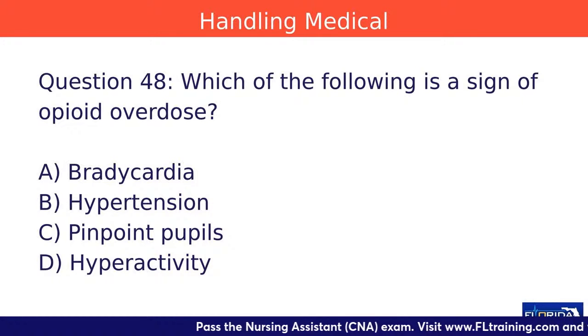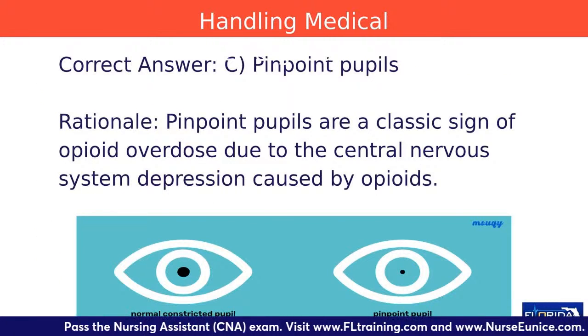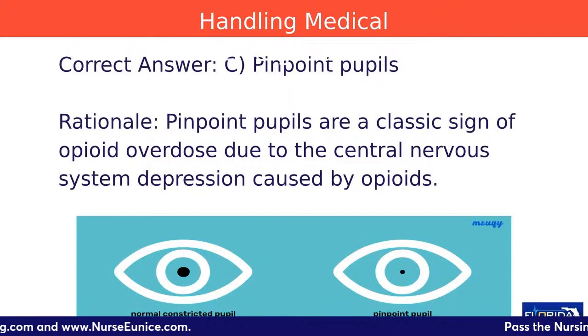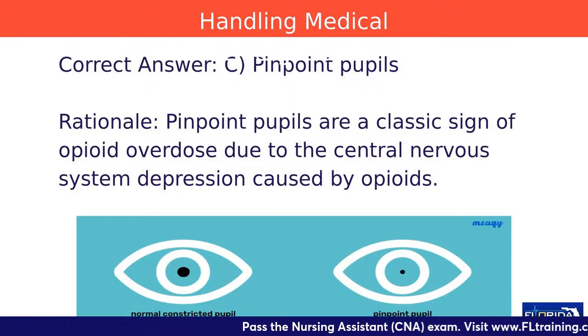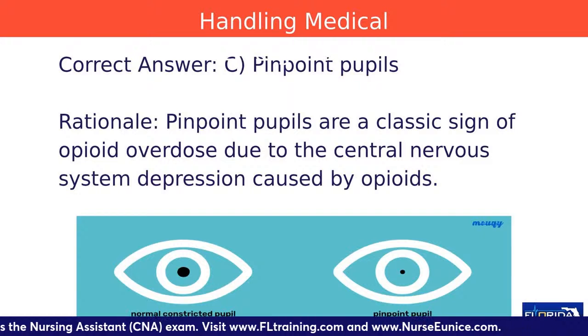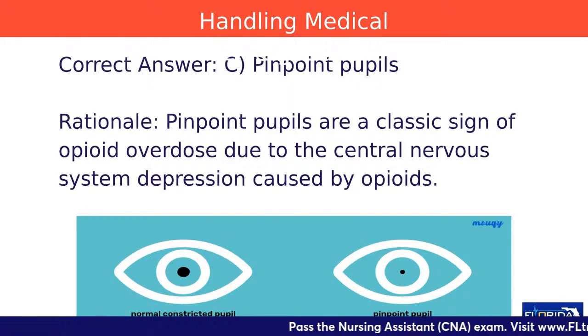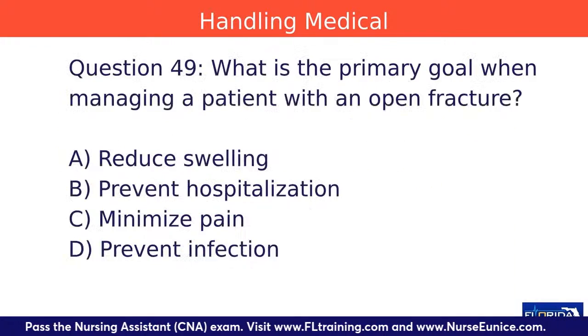And for those of you who do not know what pinpoint pupils look like, I have an image here. Pinpoint pupils are a classic sign of an opioid overdose due to the central nervous system depression caused by opioids. The image on the left shows the normal pupil, but the one on the right, when you open the person's eyes, you're going to see a really small pupil. That usually means that a person has overdosed on something. And so again, medical emergency. If you're in home care or a drug rehab center, usually we're going to be administering Narcan, and you monitor the patient.